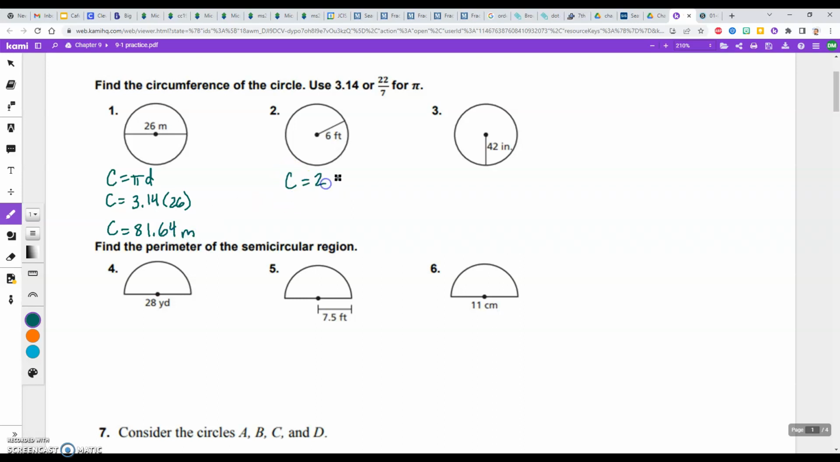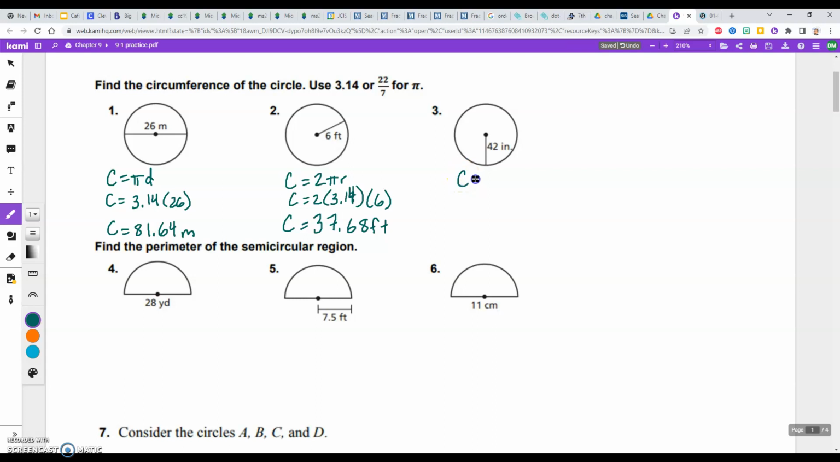Next, we're given a radius, so that circumference equals 2 pi r, so that's 2 times 3.14 times 6. And that would be 37.68 feet.